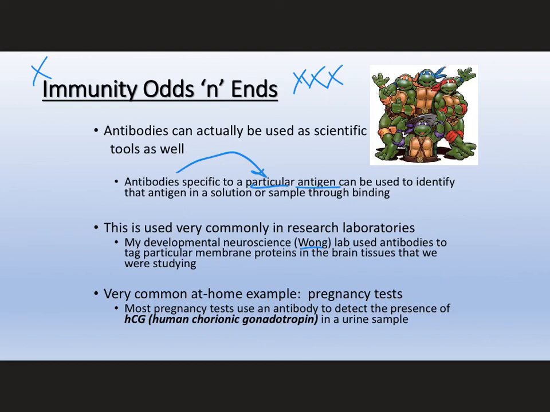Fun at-home example, I don't know about fun, but this is how pregnancy tests actually work. Most pregnancy tests, you guys maybe know this, are like a little stick that you put urine on. That stick actually has dissolved on it an antibody that will detect human chorionic gonadotropin, HCG, which all of you have in small amounts in your bodies right now, but if you were pregnant, you would have a much larger amount, and it would actually show up in your urine. And so that's how an at-home pregnancy test works.